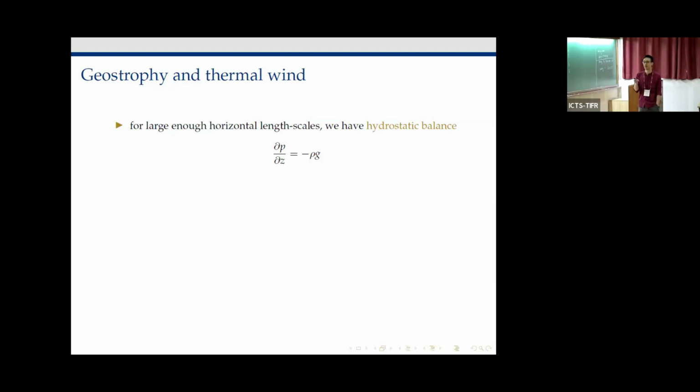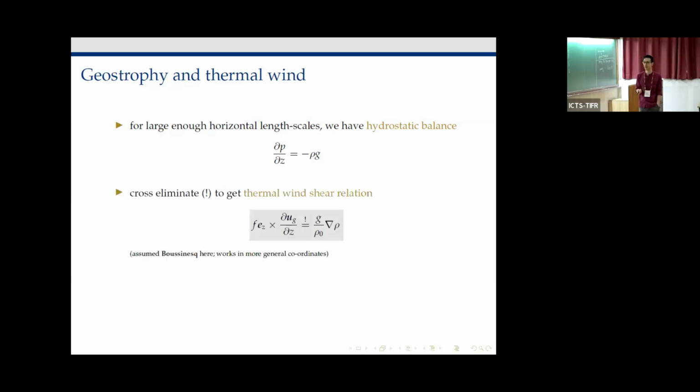The thing you would notice is that in the previous case, there's a horizontal pressure gradient. In here, you have a vertical pressure gradient. You can cross-eliminate and get rid of the pressure. And what you get out is what's known as the thermal wind shear relation. This tells you that there is a relation between the horizontal gradients in density, potential density, buoyancy, isotropes, whatever dynamical thermodynamic variable you think is relevant, and that's related to the vertical shear in the geostrophic flow.